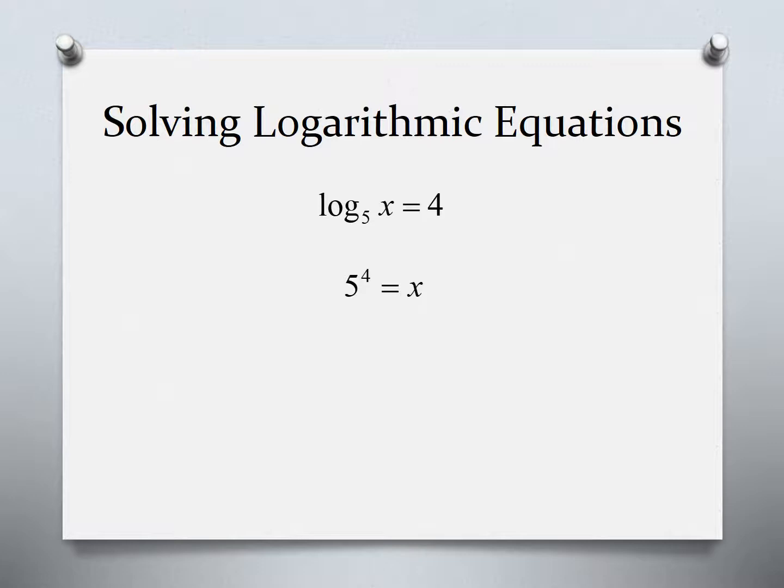5 raised to the 4th power is x. Now I'm going to just play that out. X is 625. I'll probably substitute that back into my original equation to make sure it makes a true statement.